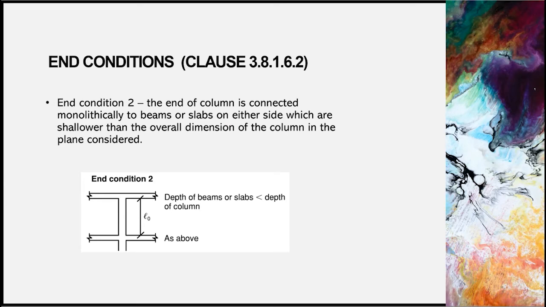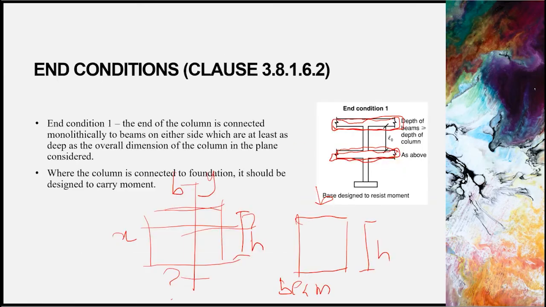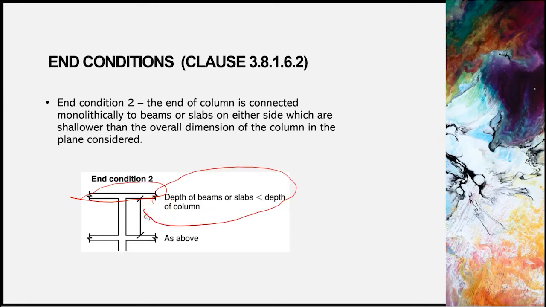So dia monolithic. So the beam of column is connected, becoming one, to beams or slab on either side which are shallower than overall dimension of the column in the plane considered. So depth of beam ataupun slab, beam atau slab ni. So reinforced concrete slab kadang-kadang ada juga kita tak pakai beam. Okay, so maksudnya slab tu sendiri yang duduk dekat atas column. So beam ataupun slab ni, apa-apa yang connected dengan column ni lah, dia less than depth of column. Kalau you tengok sini, bigger. Okay, yang end condition number 1, this one bigger. This one dia less lah. Dia adalah end condition number 2.